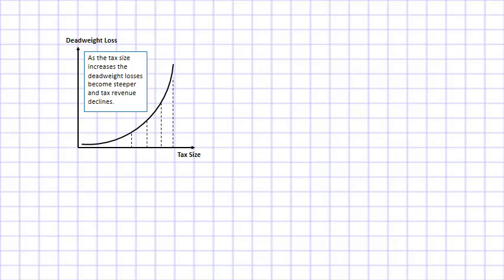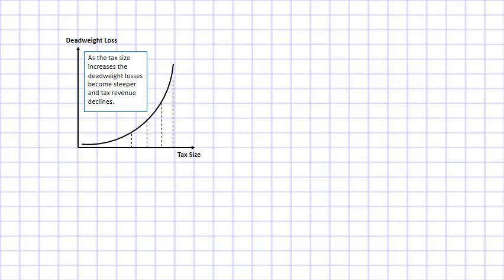Okay, so we're going to look at some different graphs and look at dead weight losses and see what's happening. So to begin with, this is what I need you to understand. As tax size increases, the dead weight loss becomes steeper and tax revenue declines. So in other words, and listen to this very carefully, as tax sizes increase, the dead weight loss becomes steeper and tax revenue declines. So let's break that down.